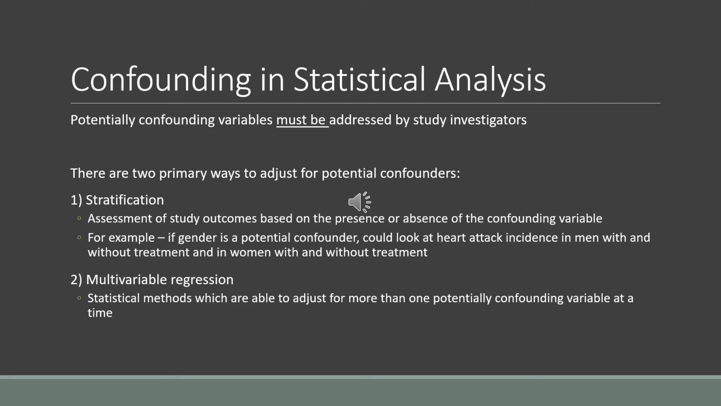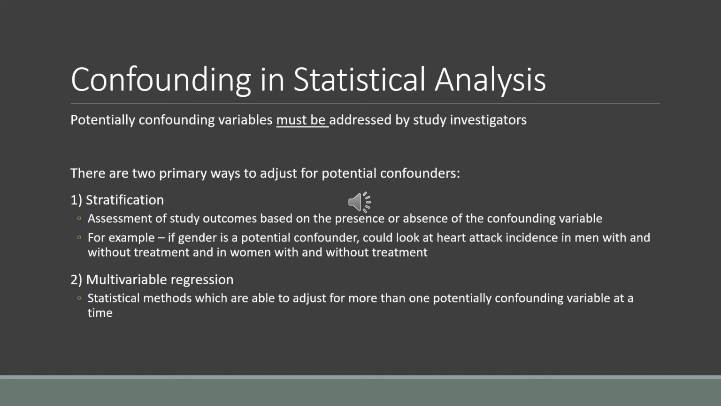For example, if we think that gender was different between the two groups, so it could be a potential confounder, then we would look at heart attack incidence in men with and without treatment and in women with and without treatment. So we take that variable and split it and then look at the study within those two smaller groups.